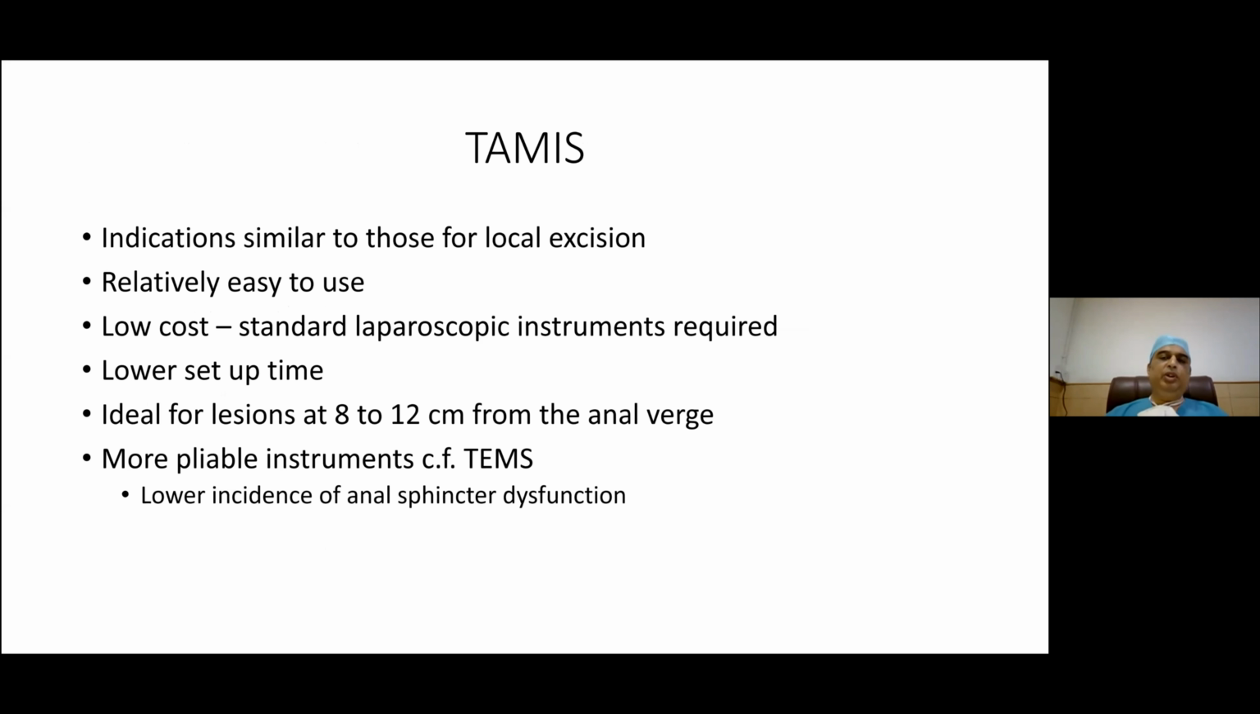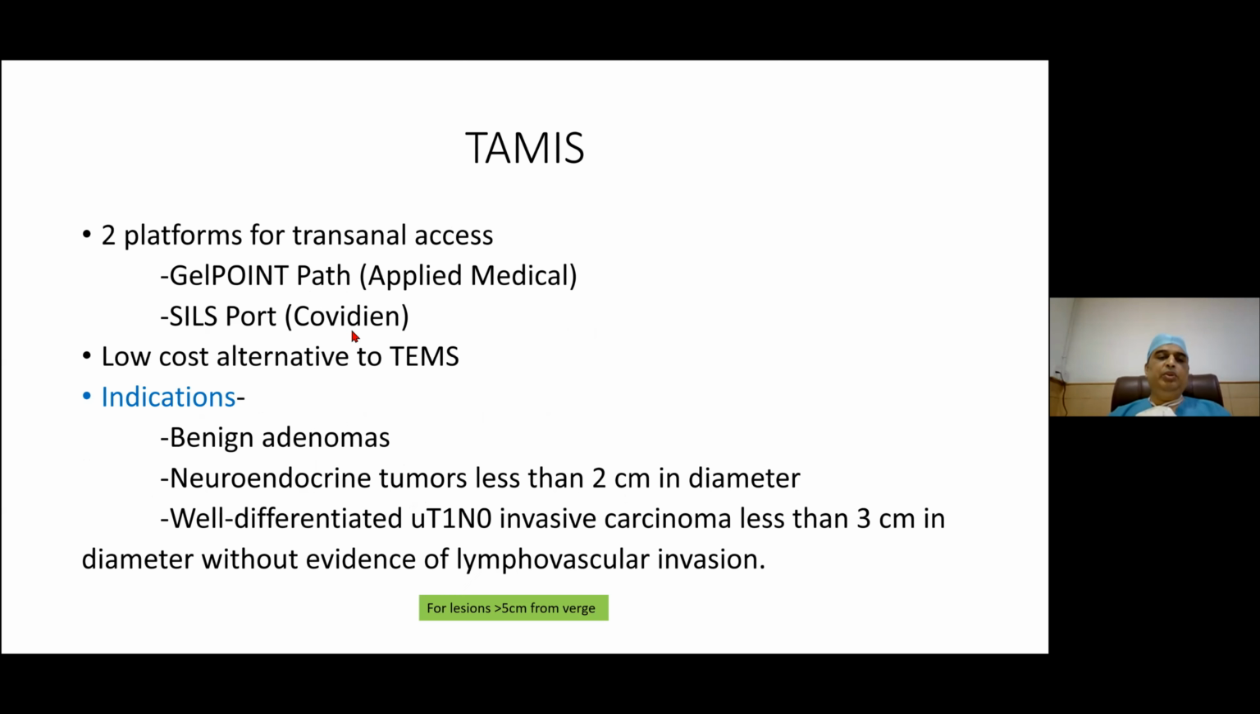it is easily available with all the laparoscopic facilities. You can do all the lesions which are resected by TEM using TEMS. And this is low cost. You can use laparoscopic instruments and using a gel port. There are two: either you can use the SILS port of Covidien or the Applied Medical gel port. We have been using a gel port for these lesions.